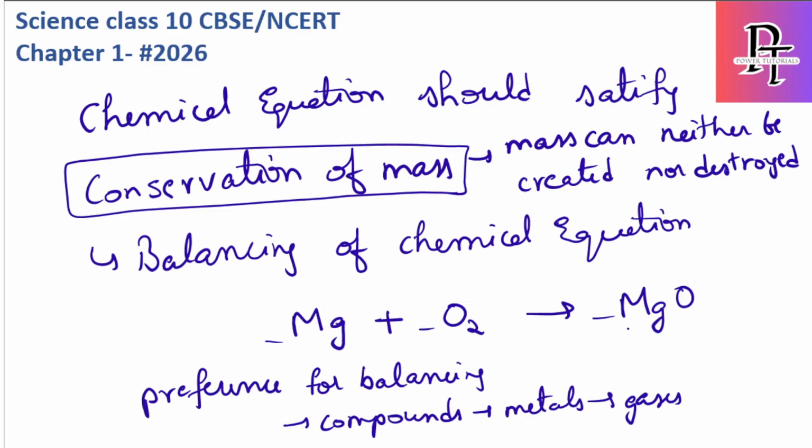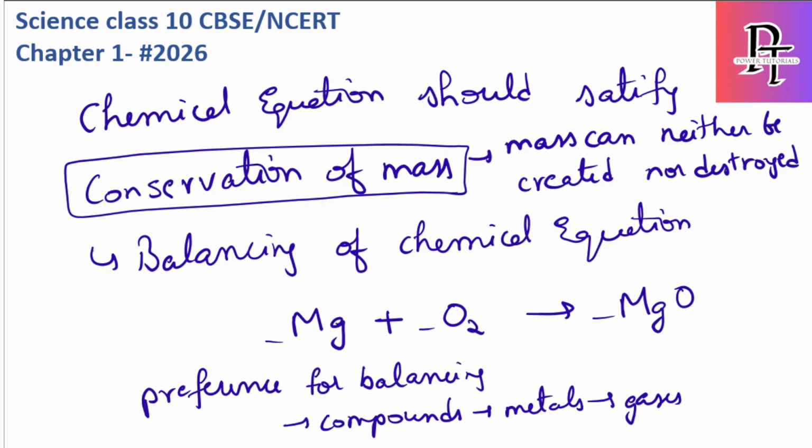Okay, so here there is no compound. Simply we have one metal, which is magnesium, and one gas, which is oxygen. So first I will balance the metal. Magnesium is already balanced. Then let's balance oxygen, the gas. Here we have two oxygen on one side but only one oxygen on the other.